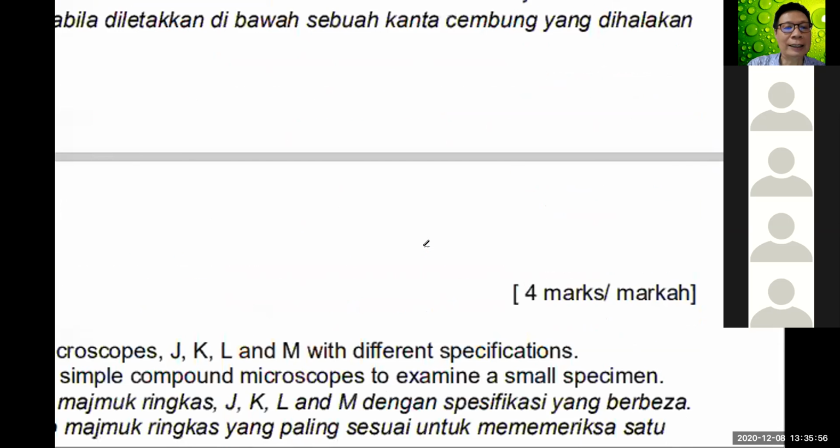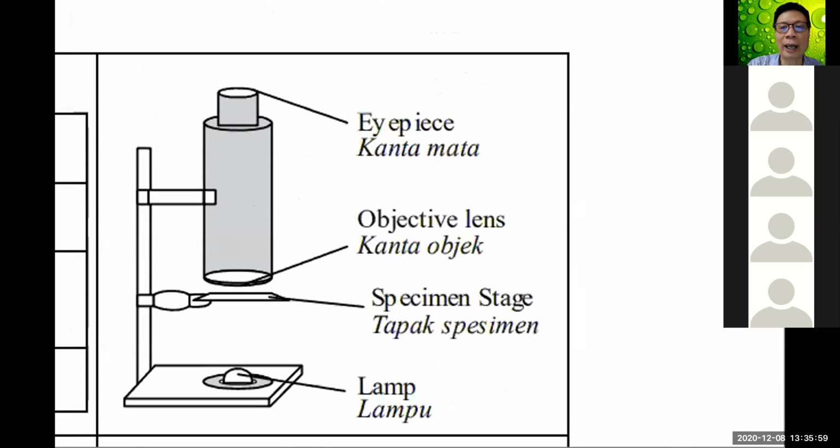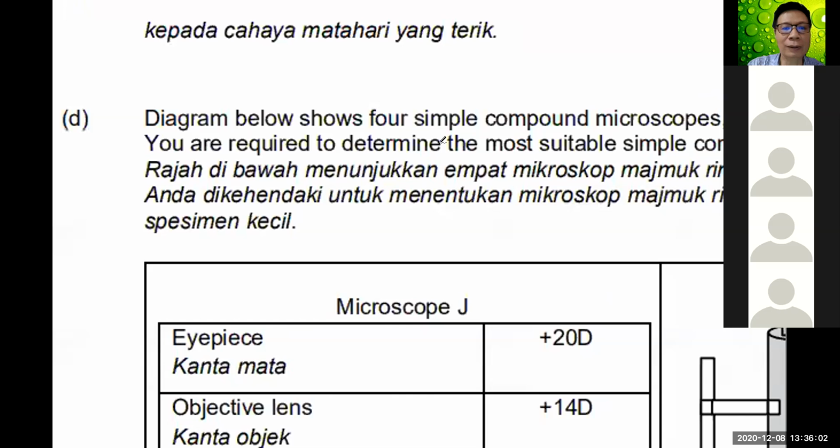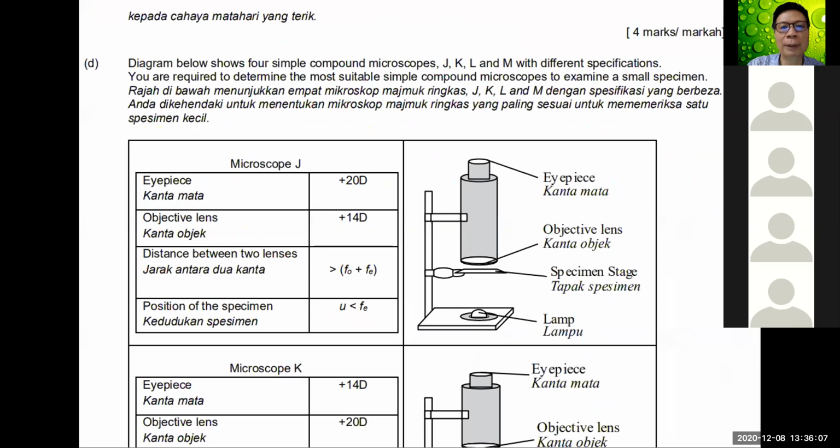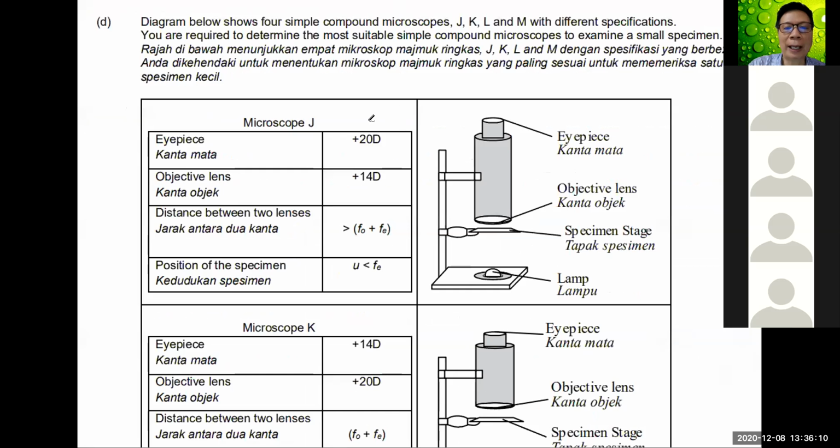Next one is again the 10 marks question. I told you, right? The 10 marks question is very, very important, okay? This time is a bit more difficult. This is a microscope, I suppose. The diagram below shows 4 simple microscopes with different specifications. You are required to determine the most suitable simple microscope to examine a small specimen. So you are supposed to choose the best microscope.